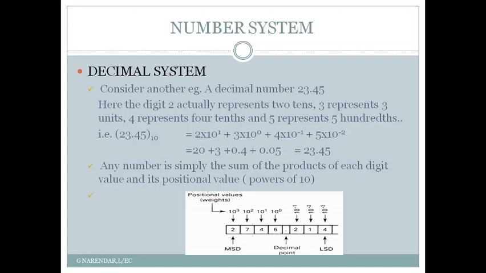So summarizing this slide, you can see that we have shown how to find the value of a decimal number with a fractional value by multiplying its position value with the corresponding digit and summing up all the products.